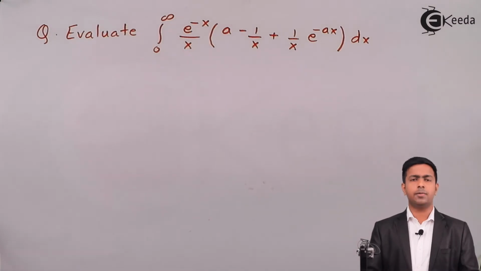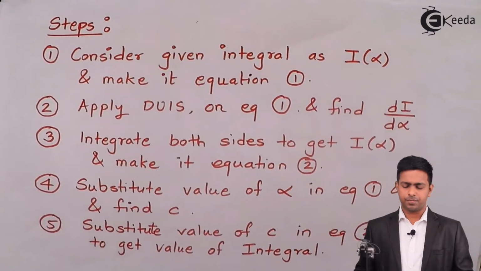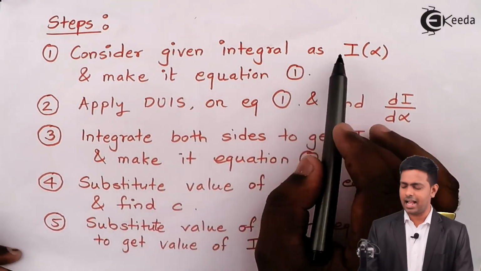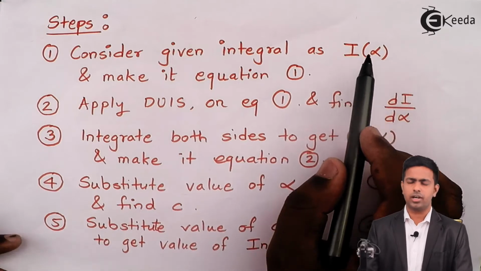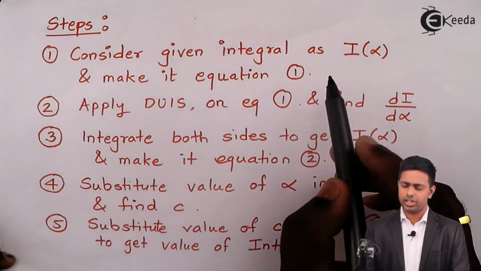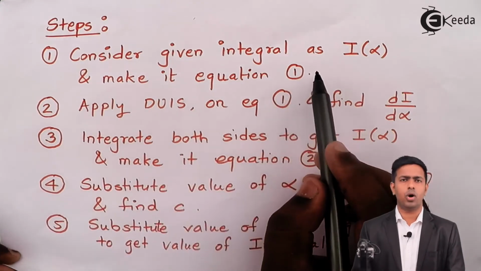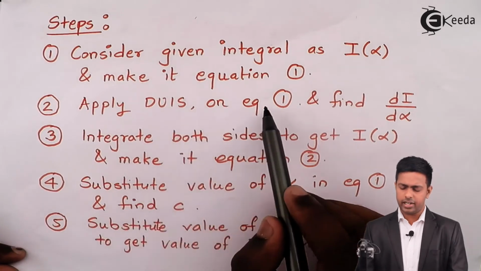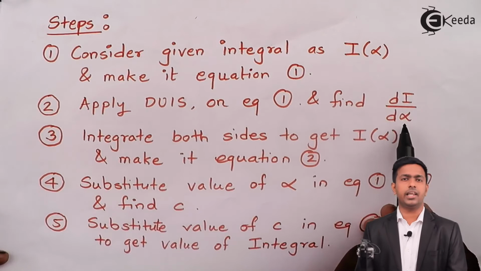So, what are the steps that we are going to follow to solve this numerical? These are the 5 steps. In step number 1, we are going to consider the given integral as I of alpha, or I of that parameter. Here our parameter is a, so I would say this as I of a, and we'll make it equation number 1. Then we will apply DUIS on that equation number 1 to find dI by dA.